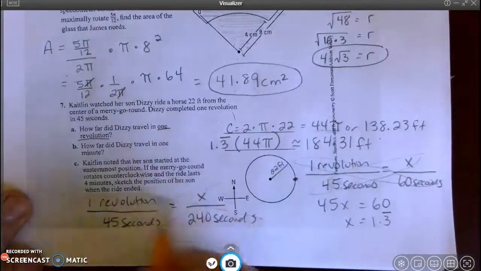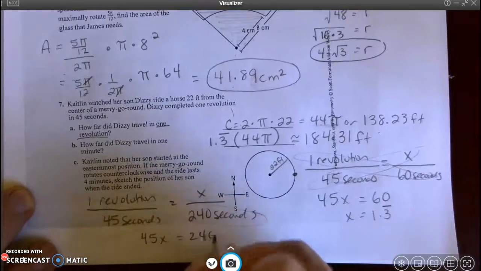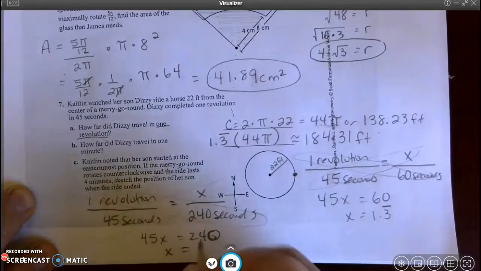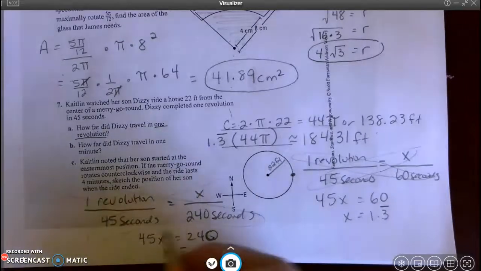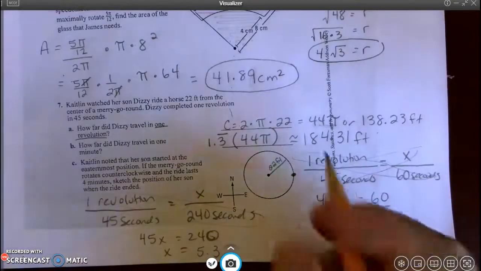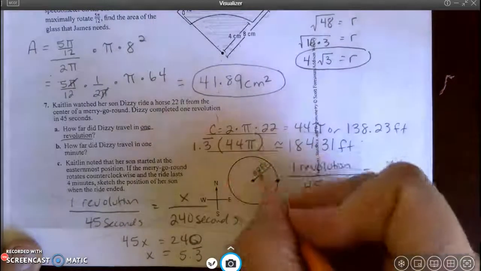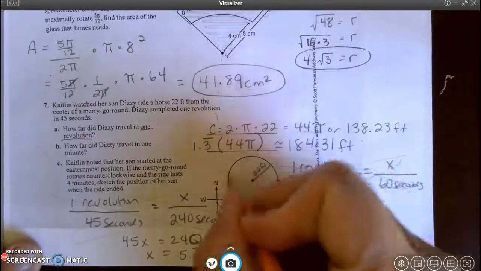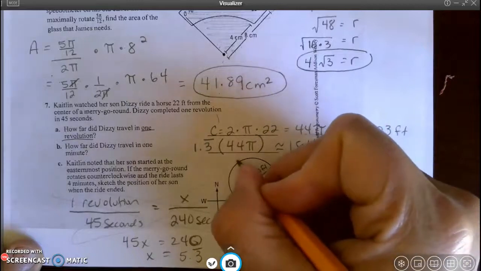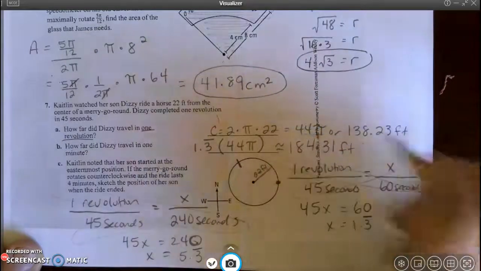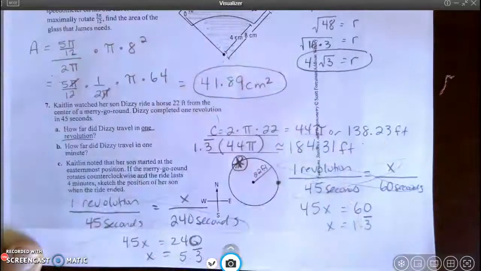Again, I cross multiply. 45x equals 240. So x equals 240 divided by 45, and I get 5 1/3, which means Dizzy went around 5 times, 1, 2, 3, 4, 5, and then 1/3 would be right about there. This is the position that he'd be in. I'll just put a star right there.